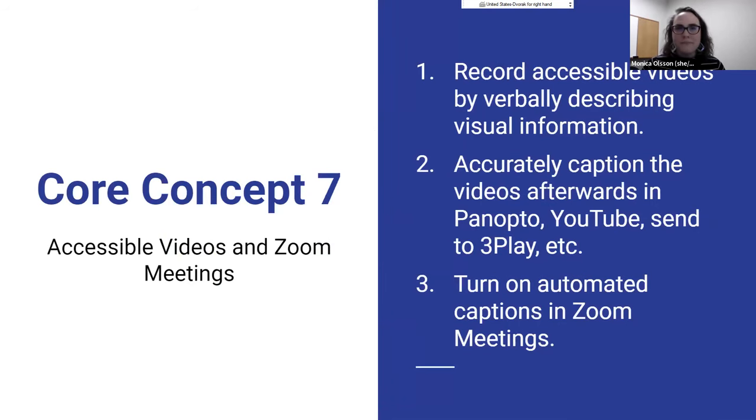All right, concept 7. So we have lots of online videos and meetings that we're doing now, right? It has been a couple of years. So this core concept is talking about making sure that those are accessible as well. So what we want to keep in mind is that as we record videos, we're making them accessible by verbally describing any of that visual information on the screen. Two, that we're accurately captioning the videos afterwards using whatever platform you might be most prone to using, right?